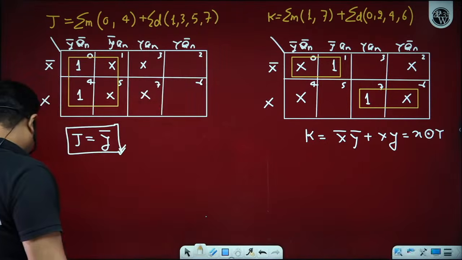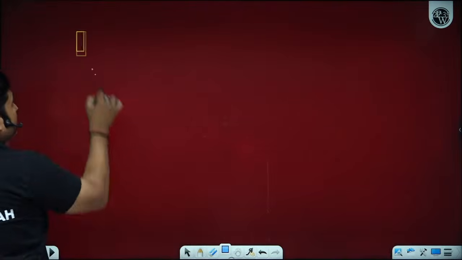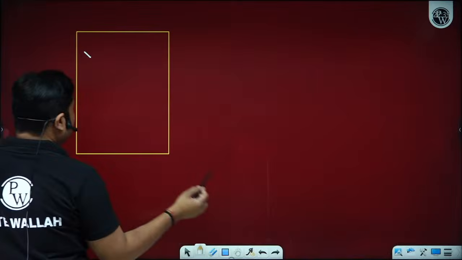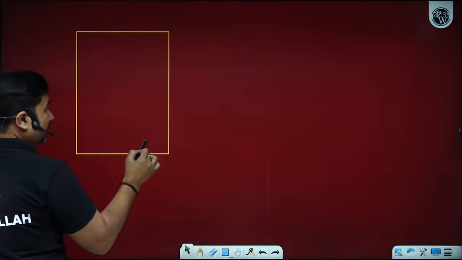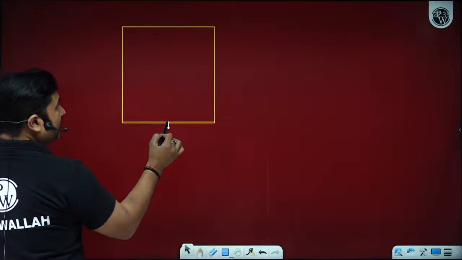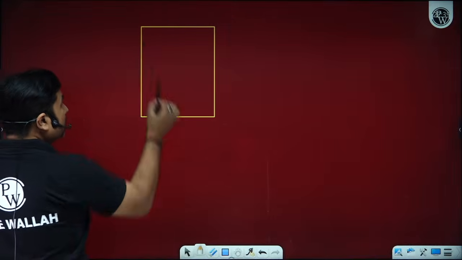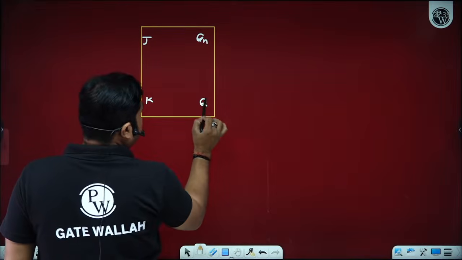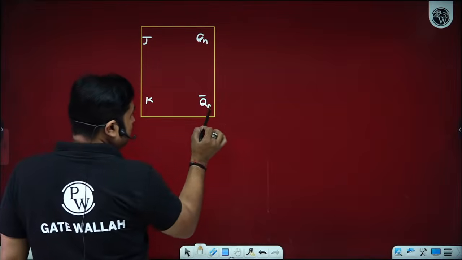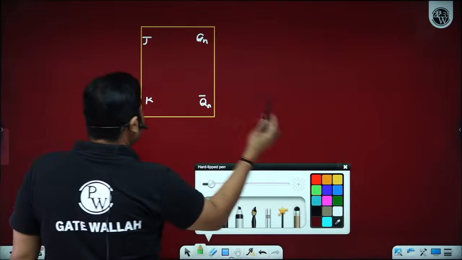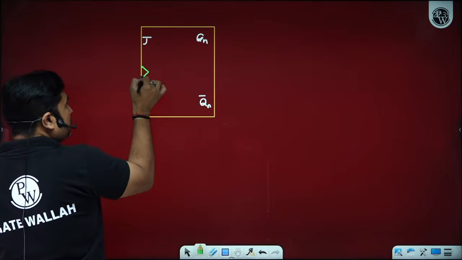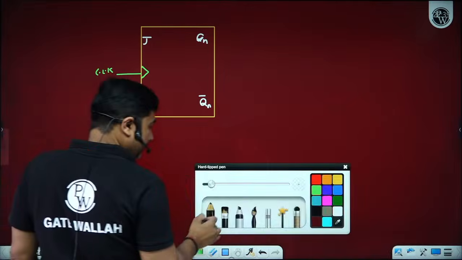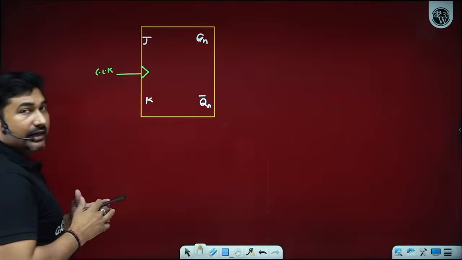Next is your circuit implementation. So please observe the circuit implementation. We want to design an XY flip-flop, but the available flip-flop is JK flip-flop. So JK, Qn, Qn complement. Sir, is it positive or negative edge triggered? So I'm using positive edge triggered first. Okay. Yes, sir.